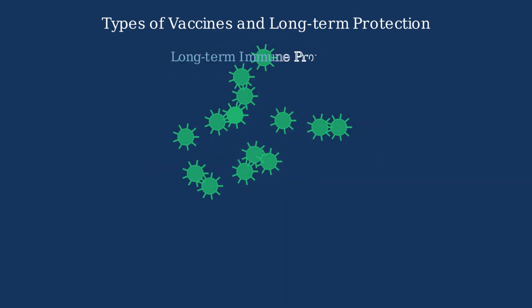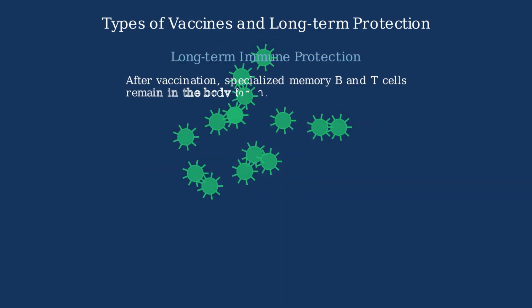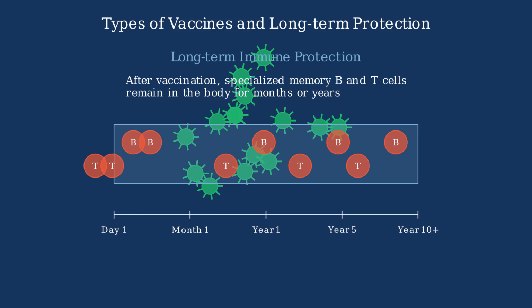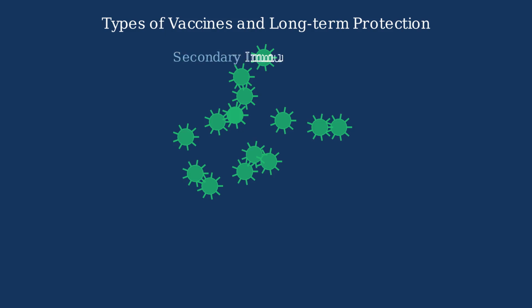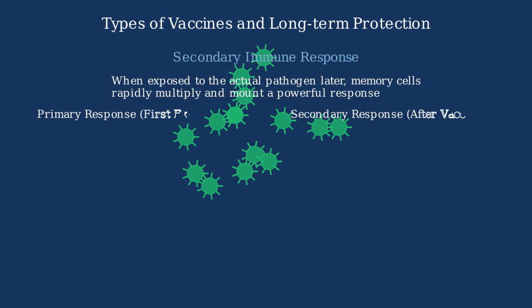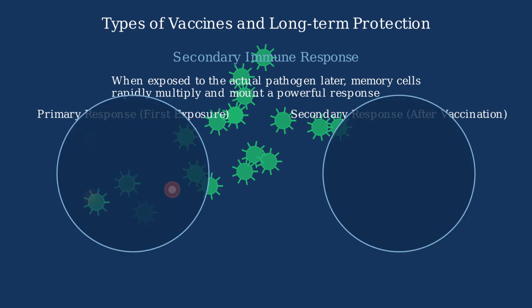After vaccination, specialized memory B and T cells remain in the body. These cells can persist for months, years, or even decades, providing long-term protection. When exposed to the actual pathogen later, these memory cells rapidly multiply and mount a powerful secondary immune response.